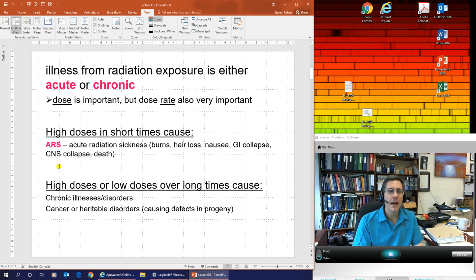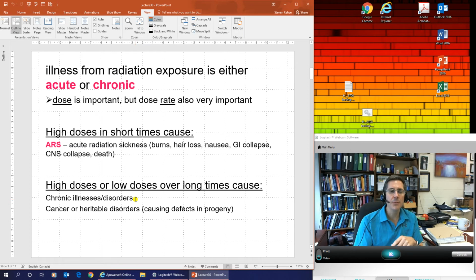On the other hand, high doses or even low doses over a very long time cause chronic effects. So these acute things, they manifest quickly, they're very overt, you have no problem spotting them. Chronic effects are hidden, and they're less likely to be noticeable. So chronic illnesses or disorders, which I'm going to give some examples of, like cataracts will be one. They tend to accumulate over time. So any type of illness that takes 10 years, 20 years to manifest itself. And then, of course, the cancers or heritable disorders.